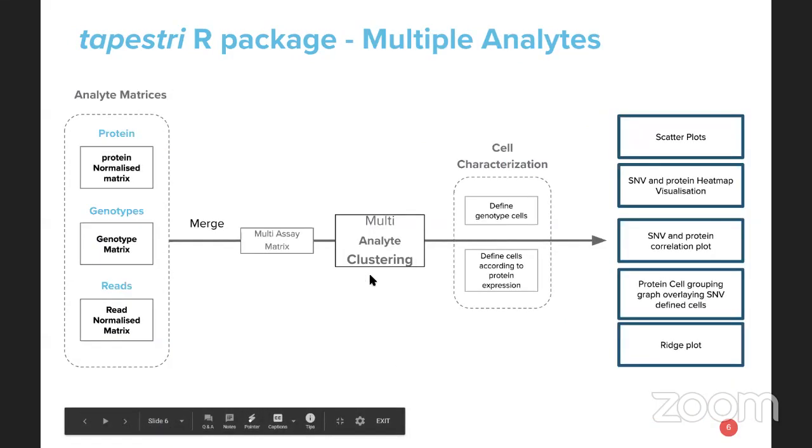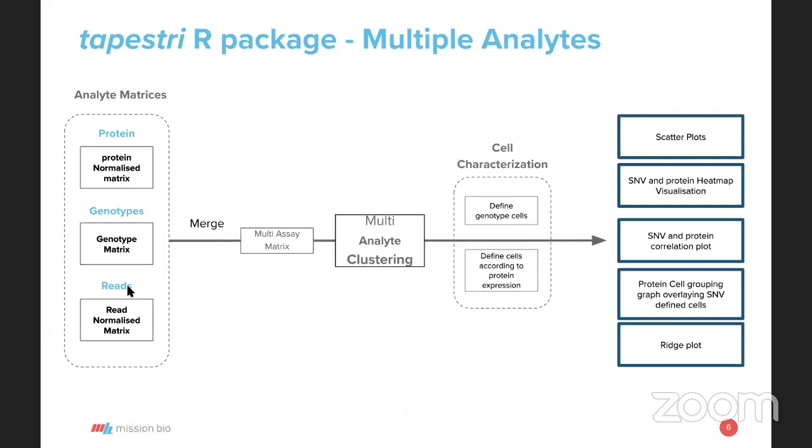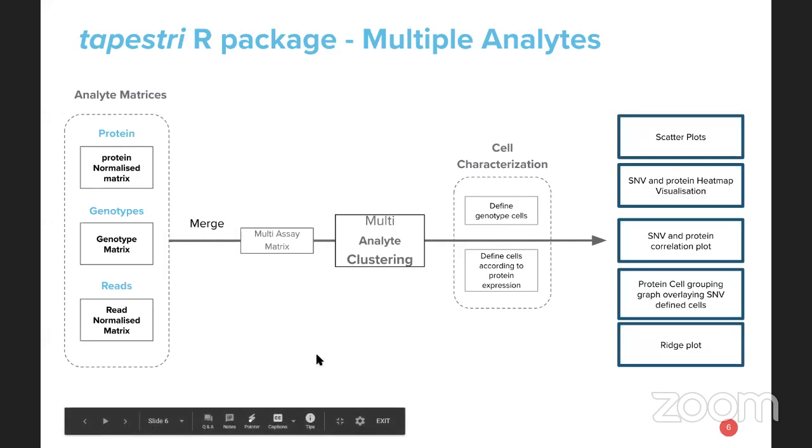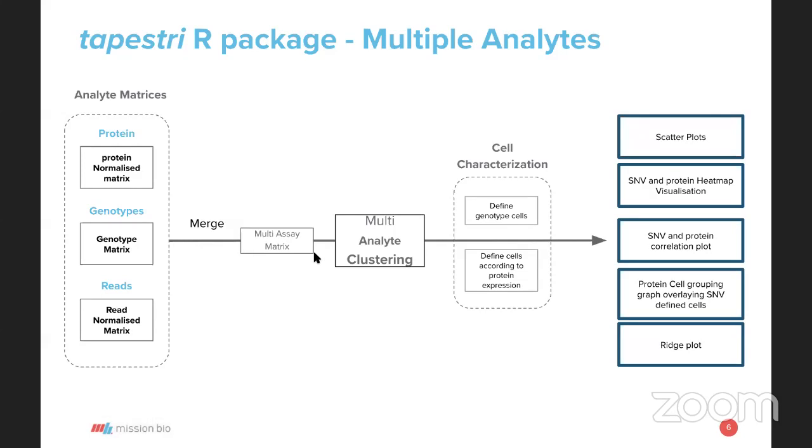The second way is to merge all of these three analytes and look at this multimodal profile together. So this is our protein data, this is our genotype data, this is our reads matrix, and we merge them using the Tapestry package. It creates something called a multi-assay or multi-analyte object, and we would cluster it, and we could define cell clusters based on genotypes. And then we could also define cell clusters based on protein and look at it together.